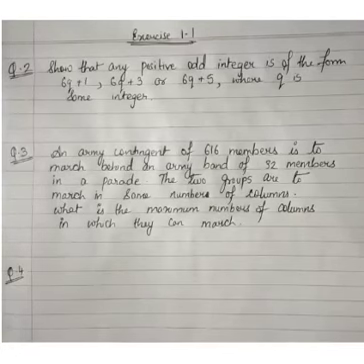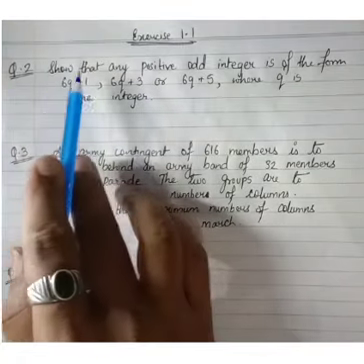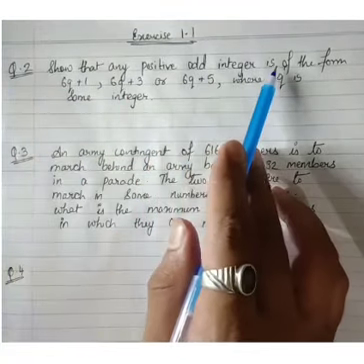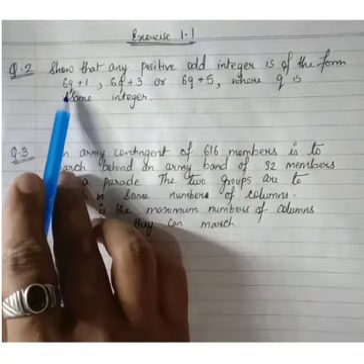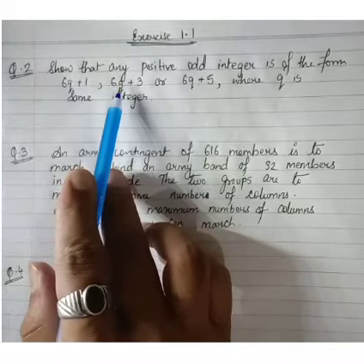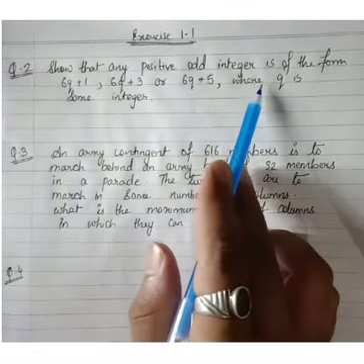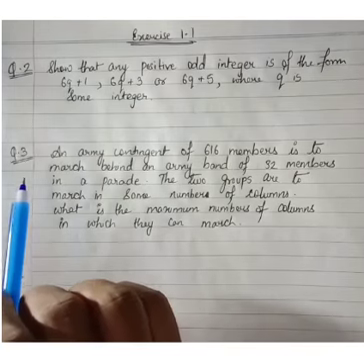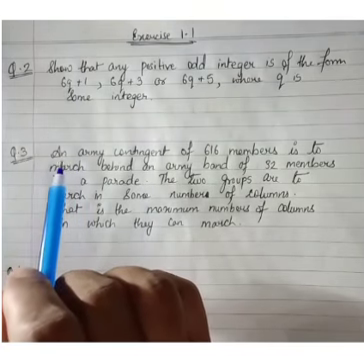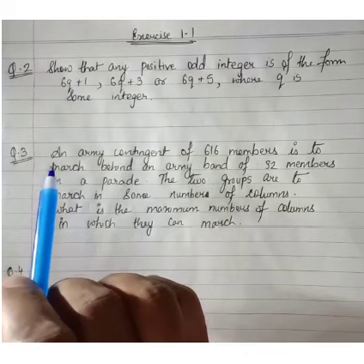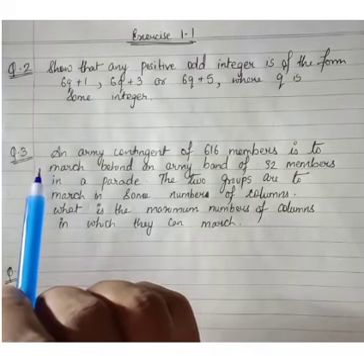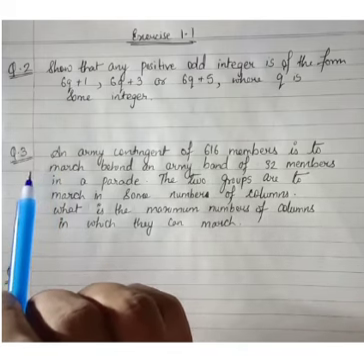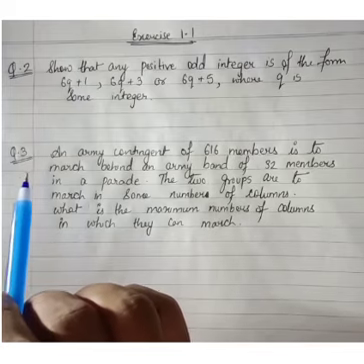To exercise 1.1, question number 2. Show that any positive odd integer is of the form 6q plus 1, 6q plus 3 or 6q plus 5, where q is some integer. In our previous section, we solved a question: show that any positive odd integer is of the form 4q plus 1 or 4q plus 3, where q is some integer. That is example 3.